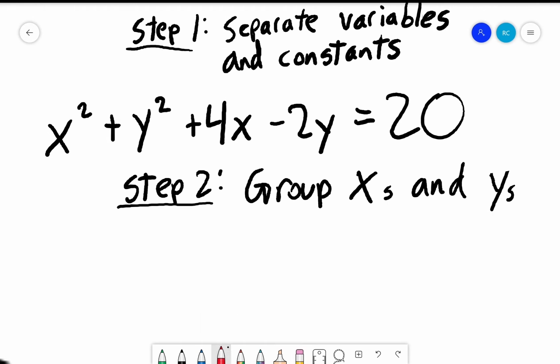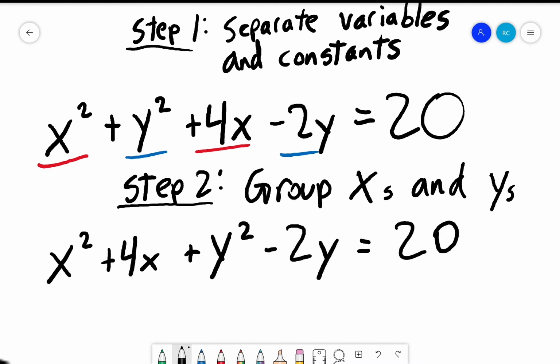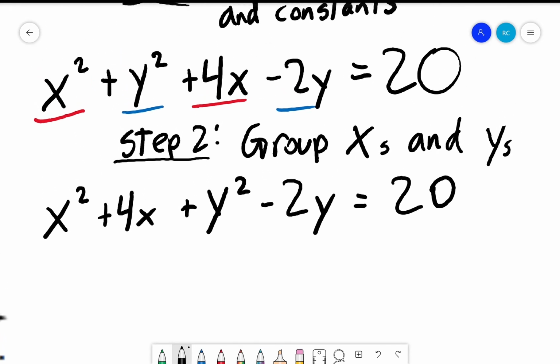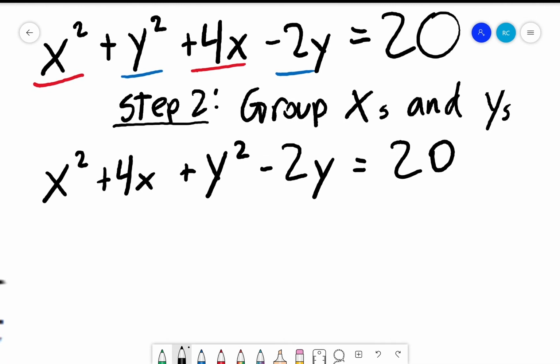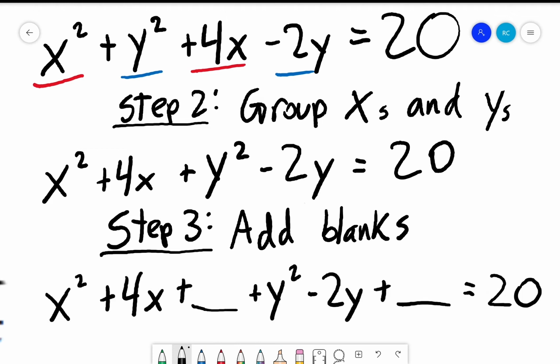Step 2 is to look at this left side of the equation, and we're just going to rearrange things to group up the x's and the y's, giving us x squared plus 4x plus y squared minus 2y equals 20. Once again, I hope you can all see I have not changed anything, I'm just rearranging stuff. Step 3 is an optional step, but it's a thing that I do to help me stay structured. I add blanks to the equation so that it looks like this. So I put a blank after the 4x and after the negative 2y.